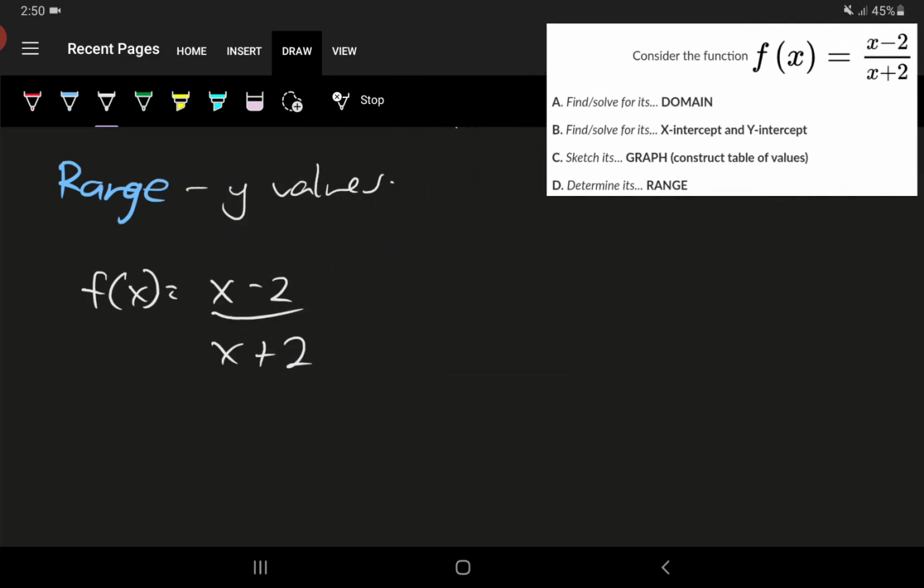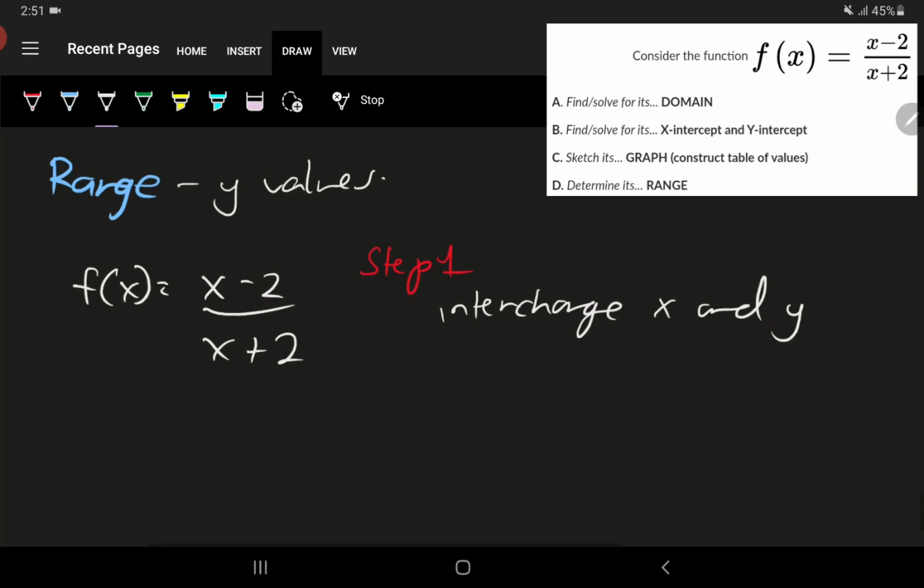Again, since range are just a set of y values, we have different steps for this one. So, step number 1, dear students, is we need to interchange the x and y values. Again, that is interchange x and y. Okay, so we will get its inverse. So, again, for interchange, dear students, actually this f of x, to avoid confusion, f of x or the function represents the value of y. So, therefore, this is actually y equals x minus 2 over x plus 2.